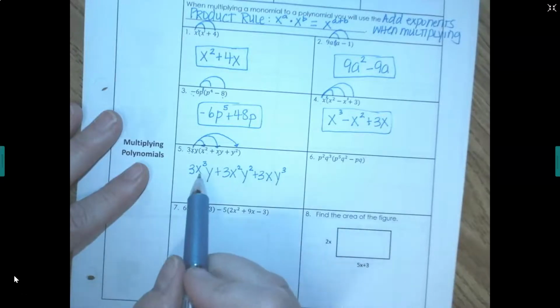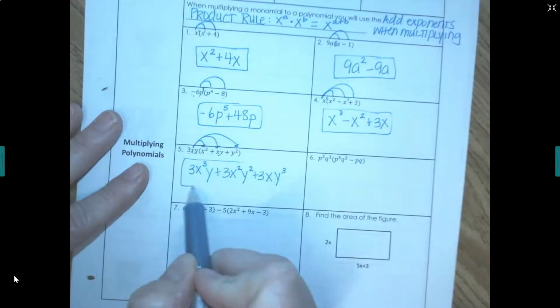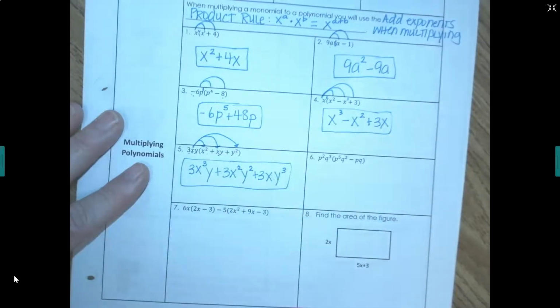So for standard form, I'm just going to look at the x's. X cubed, x squared, x to the first, we're in order. We are good to go.